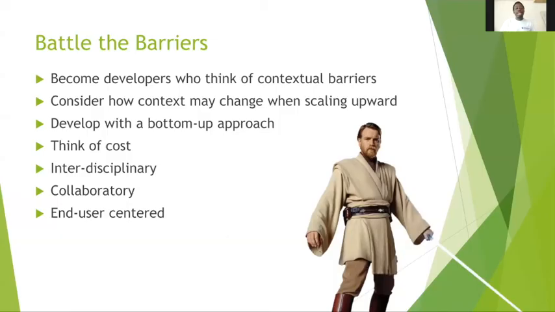So what I would say is we have to fight these barriers. Become developers who think of contextual barriers. The moment you are attempting a solution, begin to think of the context, to figure out the local context. I've had questions today from some of the groups. For example, one of the groups asked me about limitations, and that means they are thinking along the right path. You immediately realize that there are definitely going to be a lot of limitations. So what are these limitations? And then you figure out how to battle them.